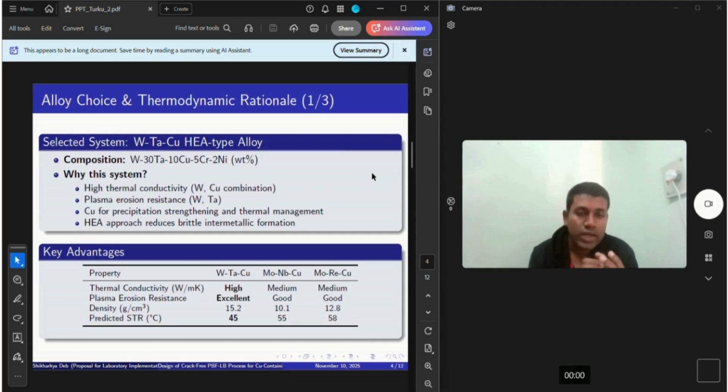For the second alternative, which is molybdenum, rhenium, and copper, it is because rhenium is excellent for ductility but extremely expensive, with supply chain challenges and overkill for many applications.